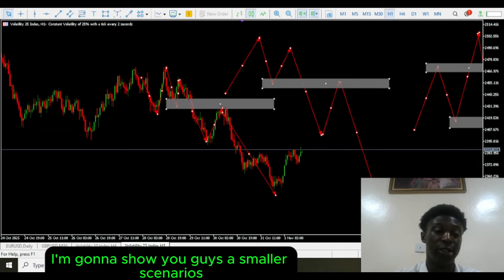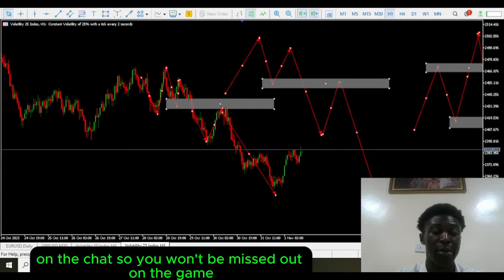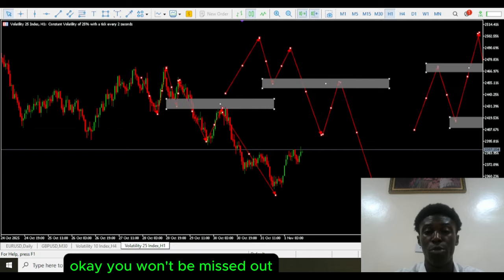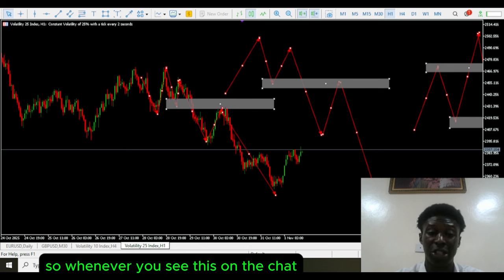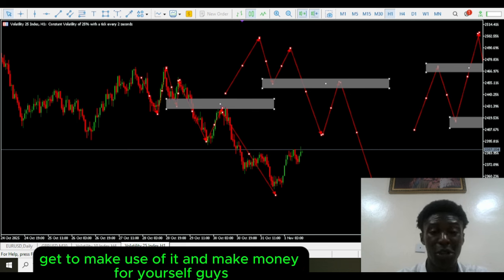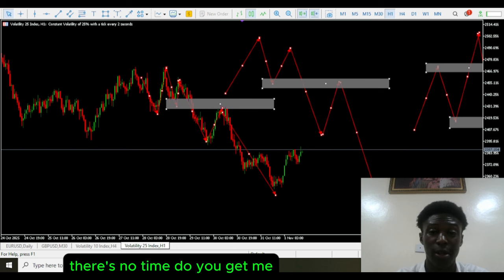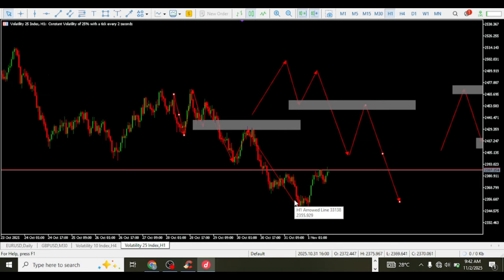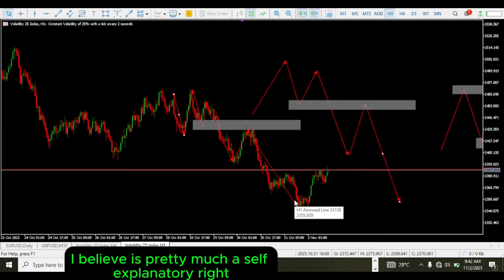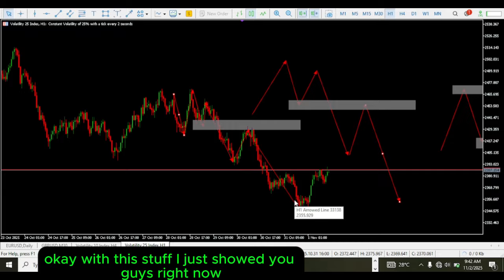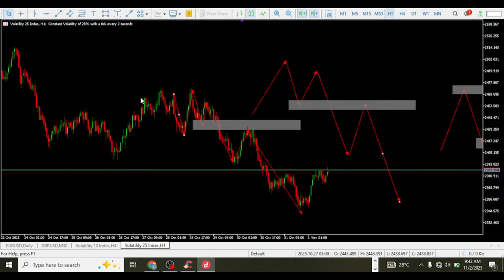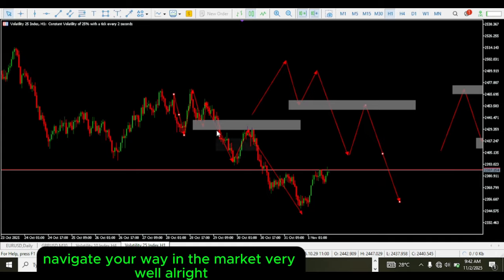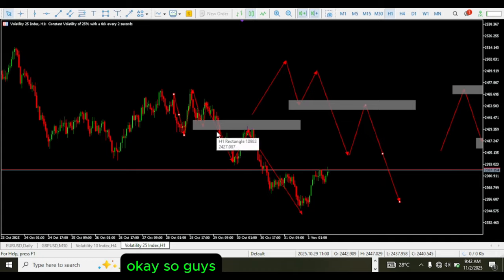So I'm going to show you some other scenarios on the charts, so you won't be missed out on the game. Whenever you see this on the chart, make use of it and make money for yourself. There's no time. I believe this illustration I gave you is pretty much self-explanatory. With this stuff I just showed you, I think you should use it and navigate your way in the market very well.